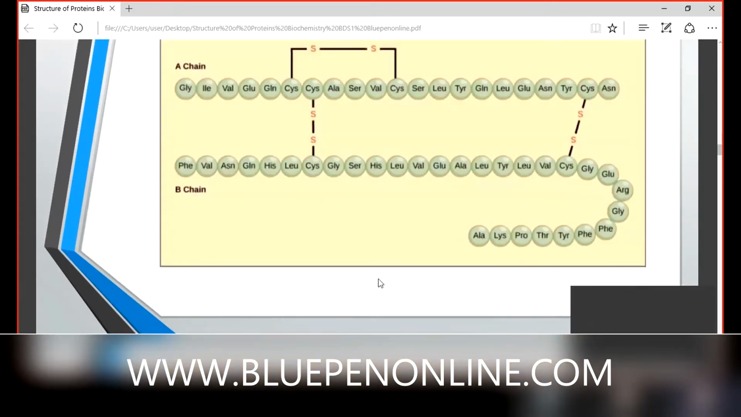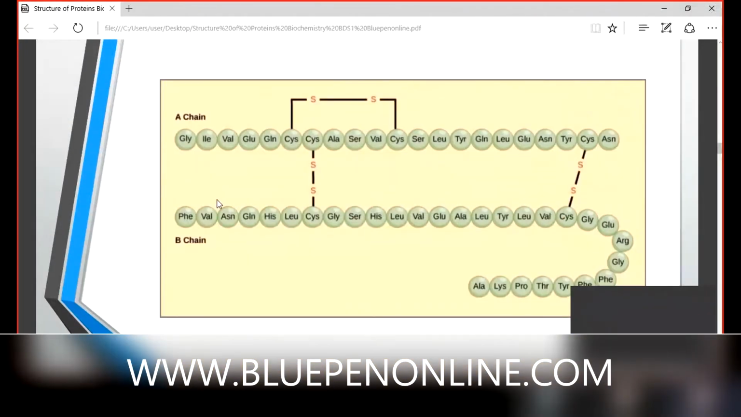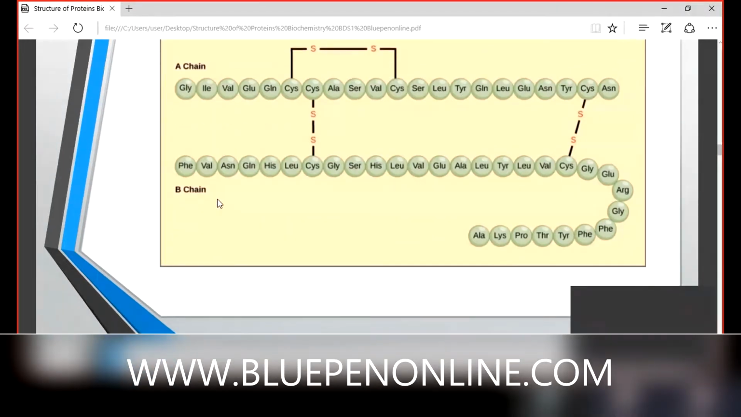Then you can see the structure of insulin. What is your idea about the structure of insulin? The disulfide bond is there between them. How does the disulfide bond form? It forms between cysteine. Yes, cysteine contains a special group. Which is that special group?